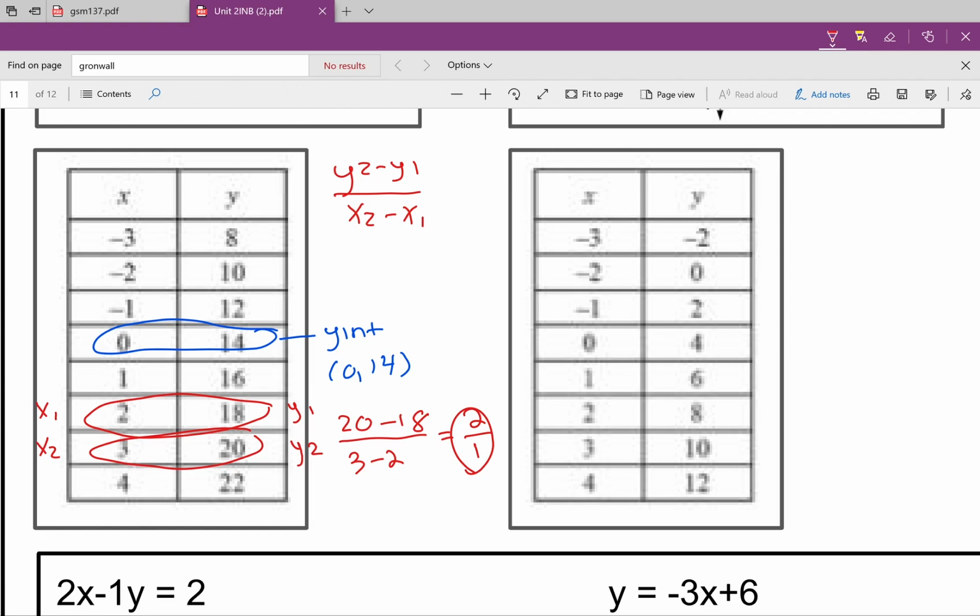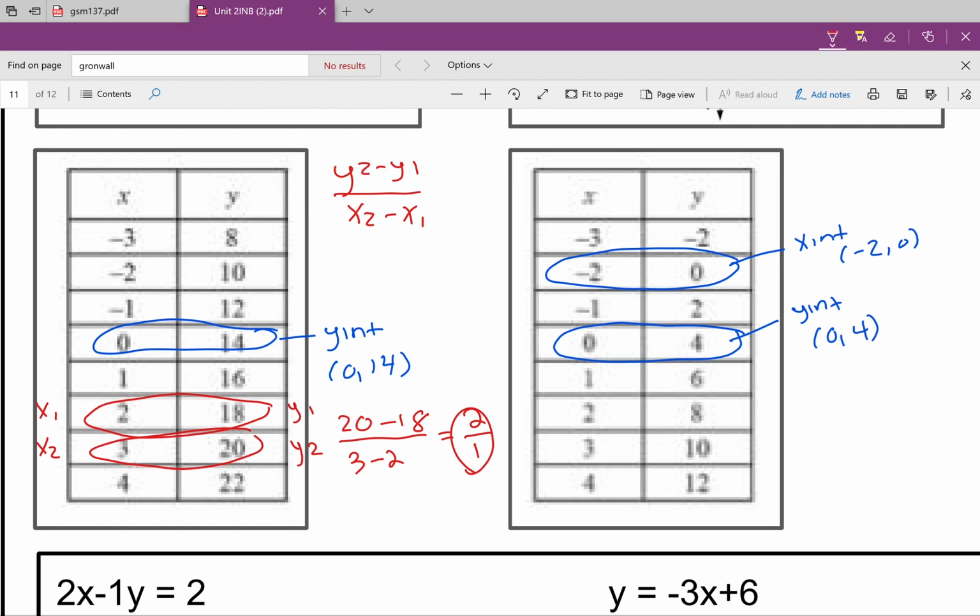Okay, we're going to do the same thing for the other table. So remember, our y-intercept is when x is equal to 0. And we notice x is equal to 0 when y is 4, so this is my y-intercept at 0, 4. And also notice that in this case we have when y is equal to 0, so this is our x-intercept, negative 2, 0.